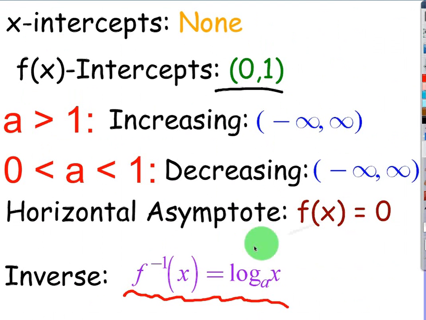Inverse I'm just going to mention right now. We're going to talk about logs after we go through exponentials. The inverse of an exponential is a log. Okay, so I don't expect you to know anything about logs right now, other than the fact that the log is the inverse. We can't really talk about why until we learn about logs.